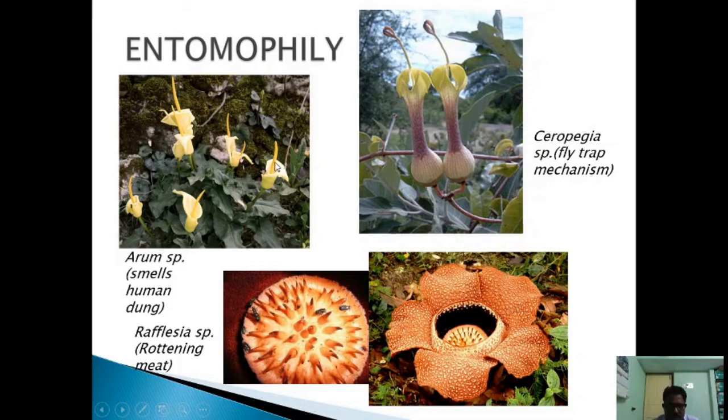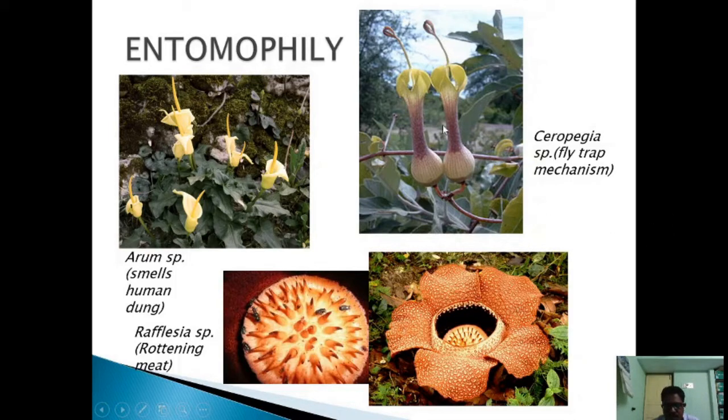Now this portion of the flower smells like human dung and it attracts some insects so that they pollinate these flowers. And it is the largest flower, Rafflesia, the largest flower in the world, where sometimes it may give some kind of rotten meat like smell which attracts even the rats, and even rats pollinate these flowers. That's very interesting. Insects also pollinate, sometimes even rats pollinate these flowers.